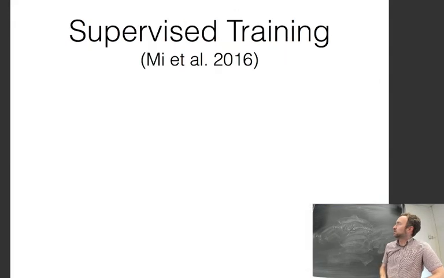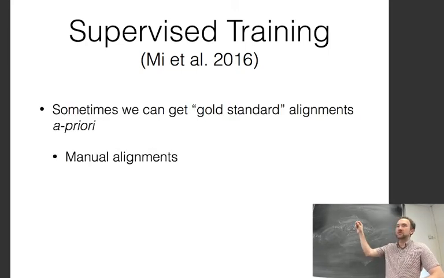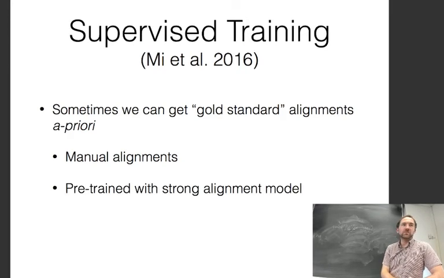You can also do supervised training. The idea behind this is we get some gold standard alignments in advance, so we can either have somebody manually annotate our data set with proper correct alignments, or let's say we have some strong alignment model. Maybe we know that we have a model that tends to give us better alignments than we get from our attention. Then we can use this alignment model to bias these. And what we do is we measure the difference between the attention and the alignment.